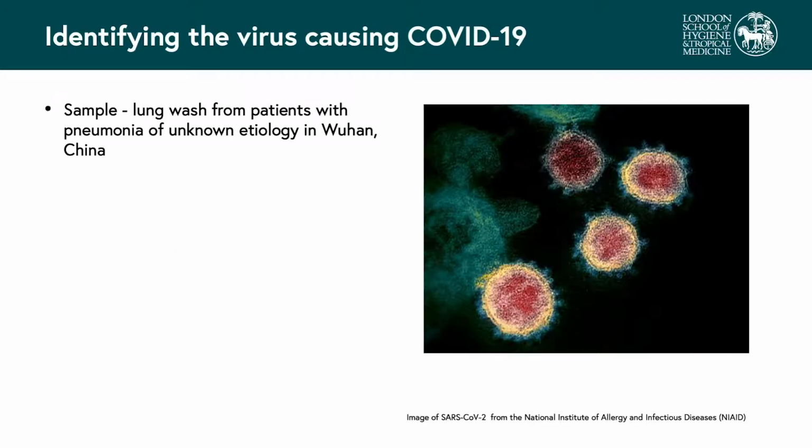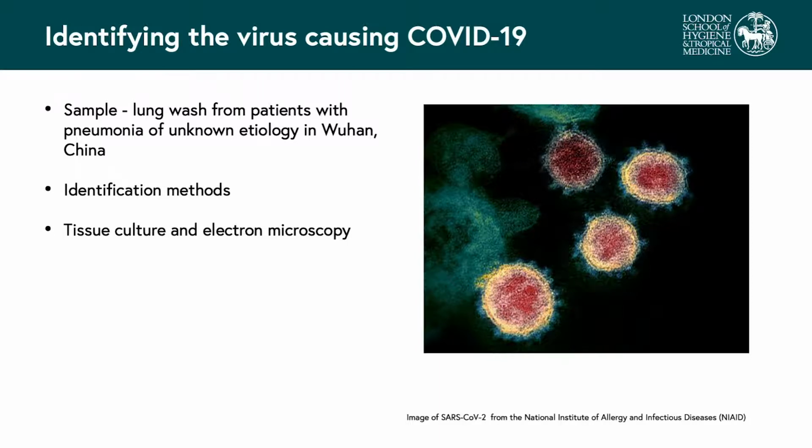The virus was originally isolated from lung wash from patients with pneumonia of unknown etiology in Wuhan, China. They used tissue culture to amplify the virus and allow for electron microscopy. They also used standard multiplex PCR type assays. These are molecular probes that recognize all conventional viruses. And these days we also have the chance to use deep sequencing to look at the entire material and identify anything unexpected or novel in that sample.